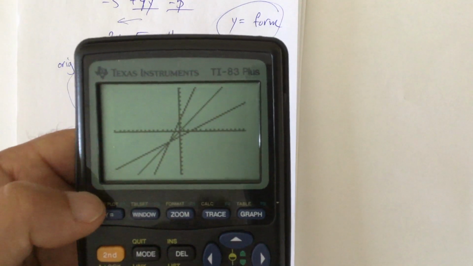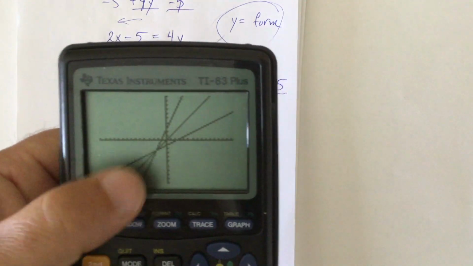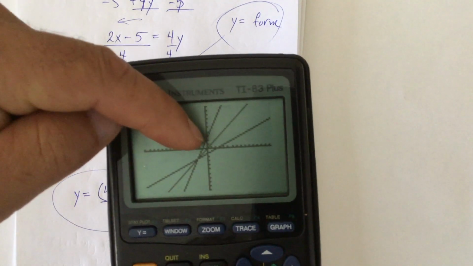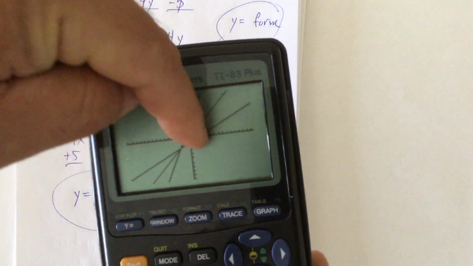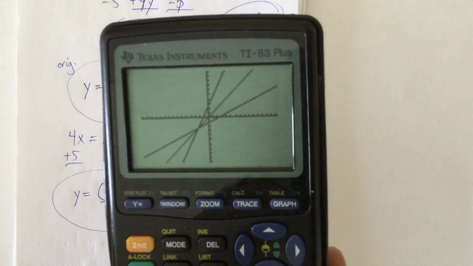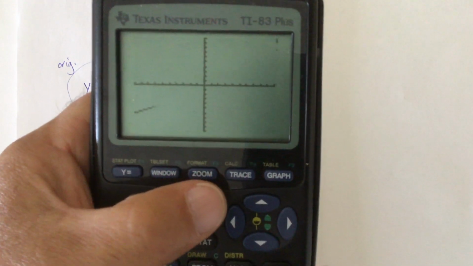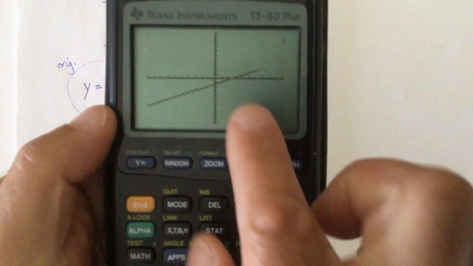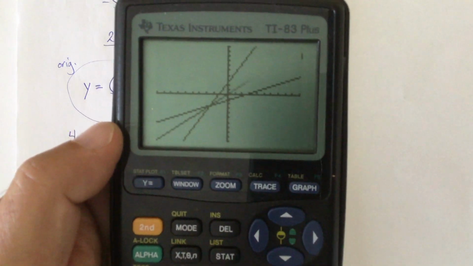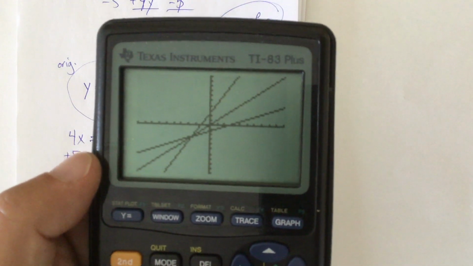So it distorts your image slightly. If you hit zoom square, what it does is it tries to compensate for that. It actually just adds more dashes on the x-axis so that it's uniform all the way around. That's what it does. So anyway, zoom standard, if I go zoom standard, look, it's going to redraw it, but you'll notice there's less dashes on the X now. And that's a personal preference thing.